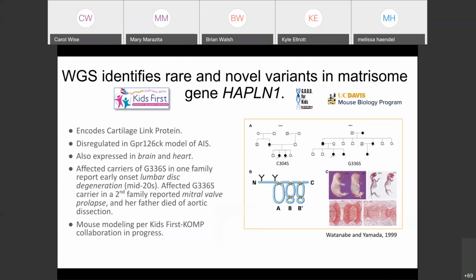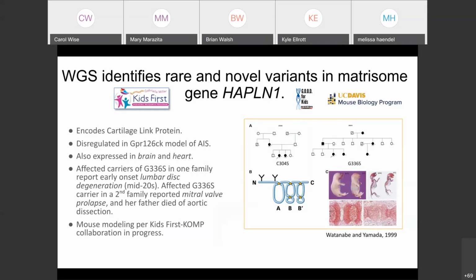And we're bearing in mind that this gene is also expressed in brain and heart. On the right, you're seeing the pedigrees where we saw co-segregation, where one is a novel mutation and the other is a very rare mutation, both of which occur in the B prime link domain, as you see in part B. We identified a couple of other mutations that I'm not showing you here, also in that B prime link domain. Modeling suggests that this would be deleterious to the protein. This protein is important in maintaining the hydration of the intervertebral disc.